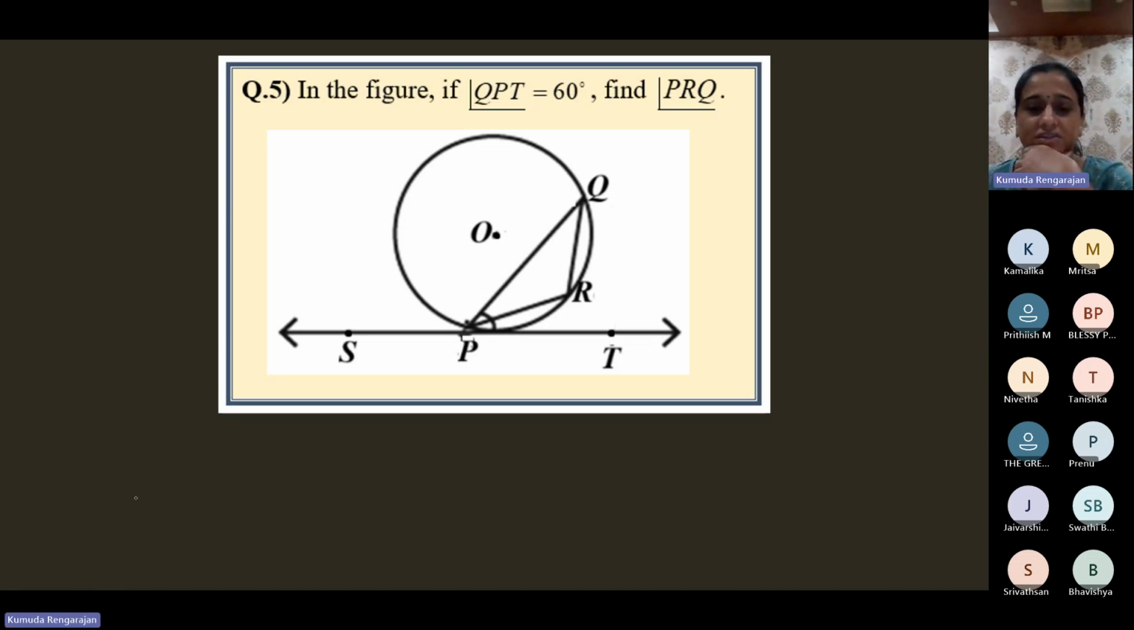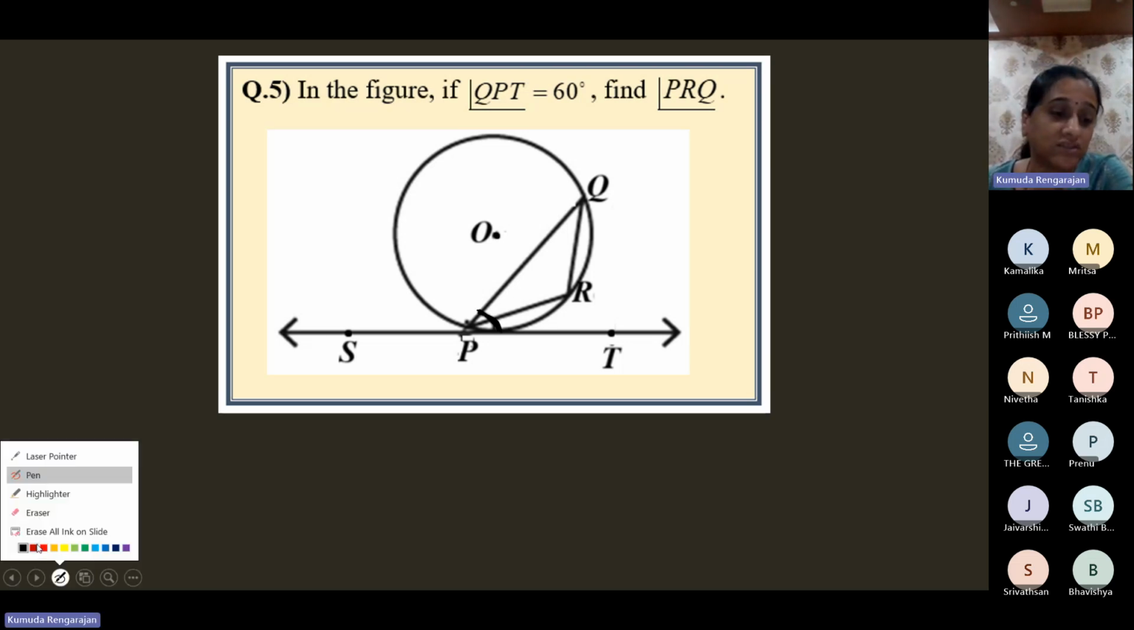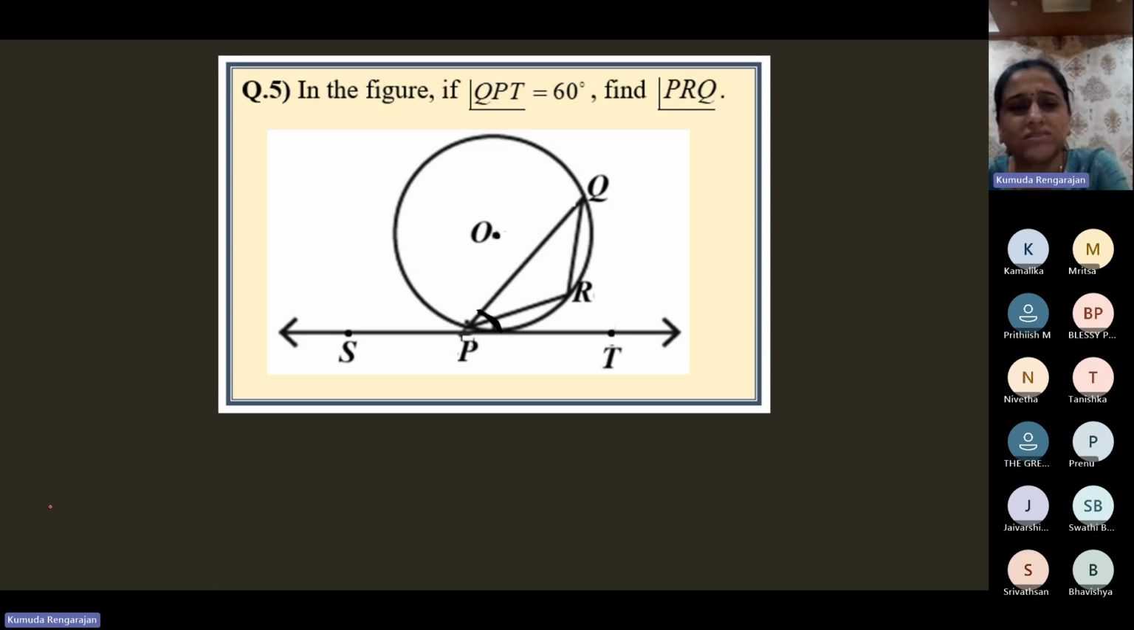QPT is 60 degrees. QPT, this one. This is 60 degrees. Now I have to say this. Always connect the point of contact or the points of contact to the center. Always connect. Without connecting, if you got the answer, fine. Otherwise, please connect the points of contact to the center, to get that isosceles triangle.